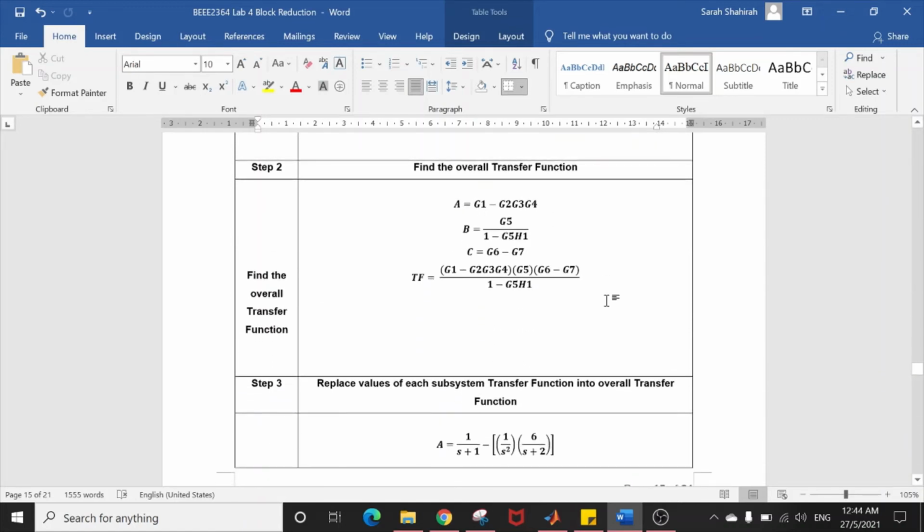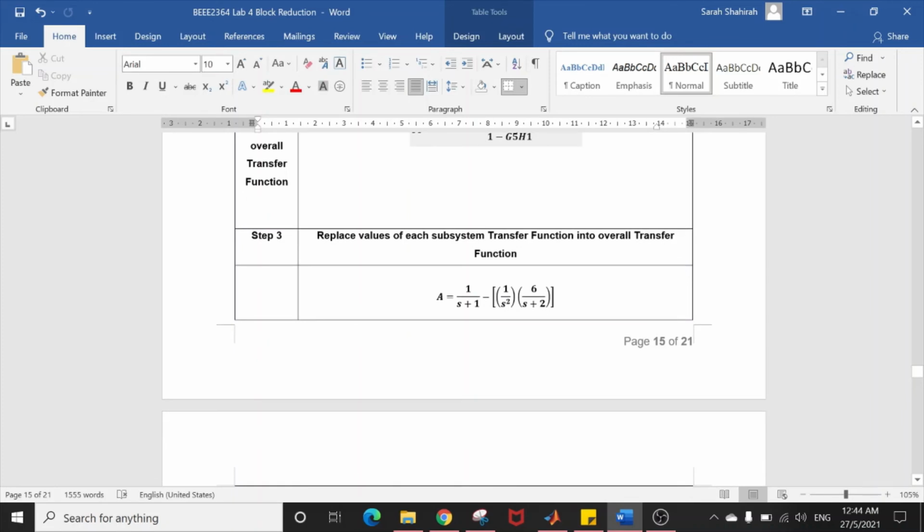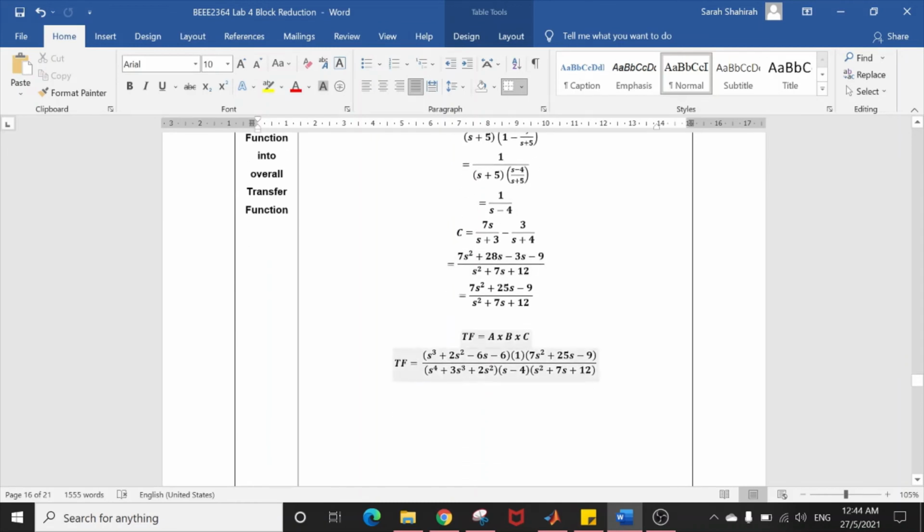And this is how we find the transfer function of all the block method, which is A is for parallel, and B is for feedback, and C is for parallel. And this transfer function is found by multiplying all the formulas. And then we replace the values of all the subsystems and get the result stated here.